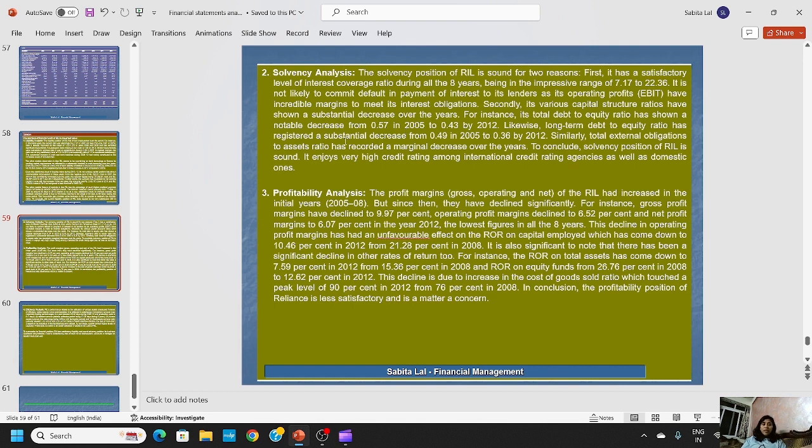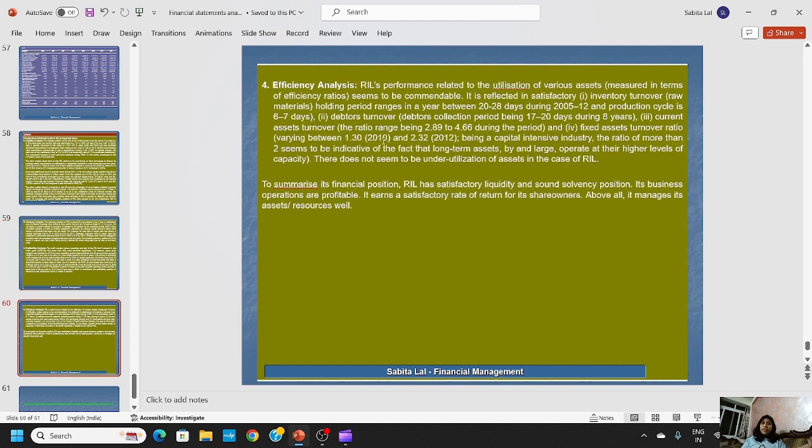Efficiency analysis: again, RIL's performance related to the utilization of various assets, which is measured in terms of efficiency ratios, seems to be commendable. Why is that reflected? The ITR is satisfactory, how they are holding the inventory, and what difference happened. So lastly, it does not seem to be underutilization of assets in the case of Reliance.